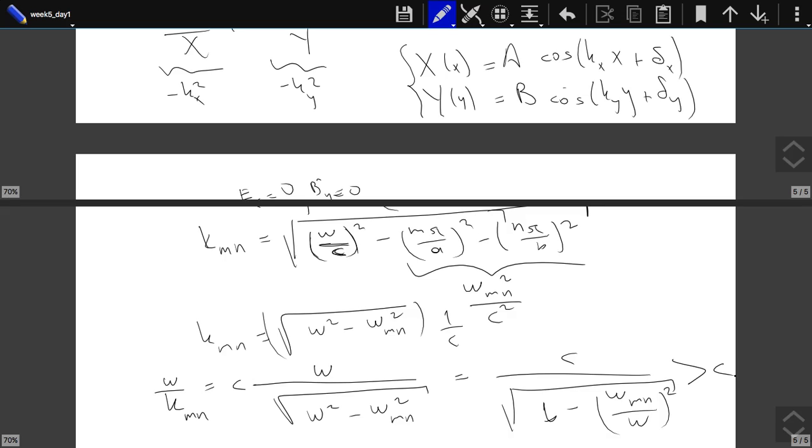Well, that is what seems to be. Its phase velocity is faster than the speed of light.